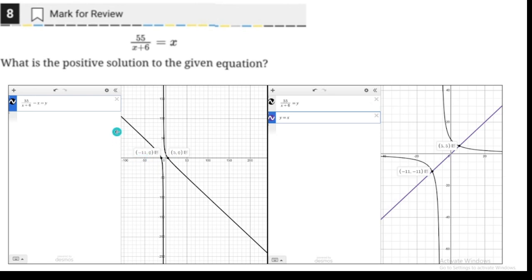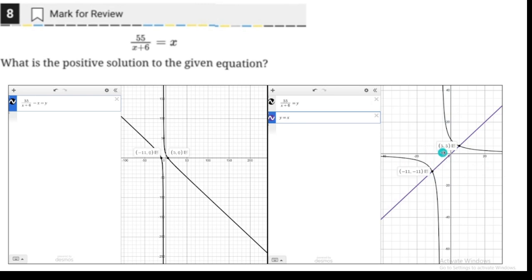There is another way to solve this equation, which is to split it into two equations. We will take the left hand side as an equation itself, 55 over x plus 6 equals y. This is an equation, and Desmos will graph it like this. And put the other equation, y equals x, so it will draw a straight line that represents y equals x. The intersection point between the two graphs is the solution.